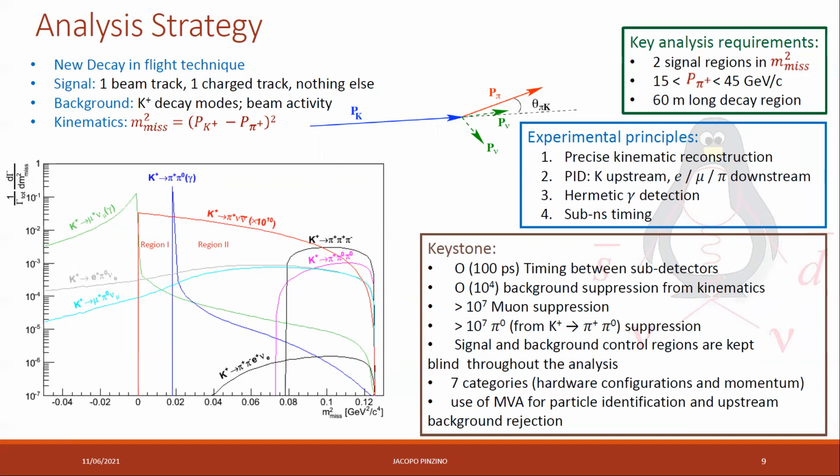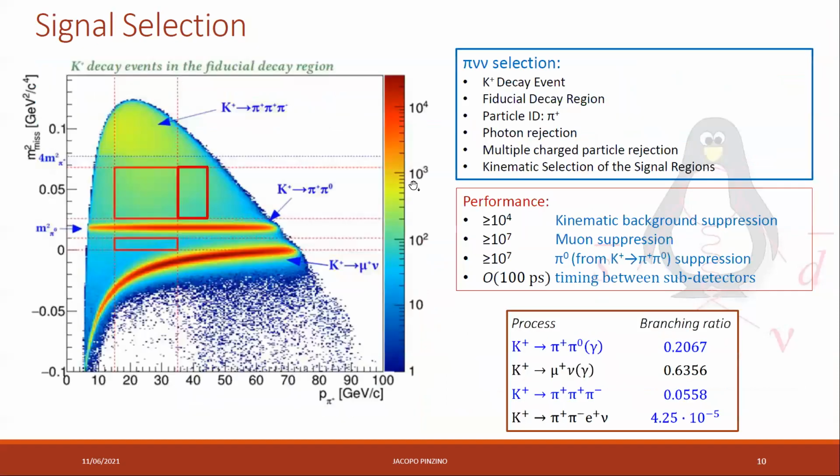Then we use, after the precise kinematic reconstruction, particle identification. We told you about the detectors before: hermetic photon detection and sub-nanosecond timing. Indeed, the timing between the subdetectors at 100 picoseconds will reach 10 to the 4 of background suppression from the kinematics and 10 to the 7 suppression from mu identification and π0 identification. Then we use a blind analysis for signal and background, and multivariate analysis for the particle identification of upstream background reactions.